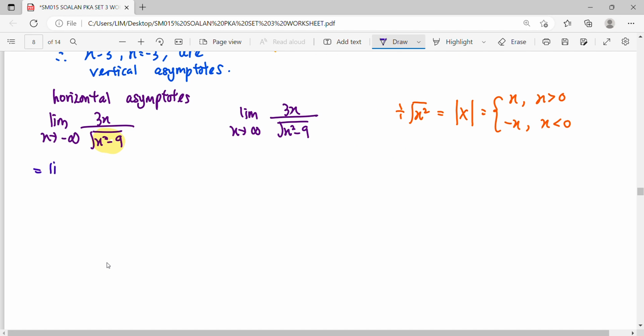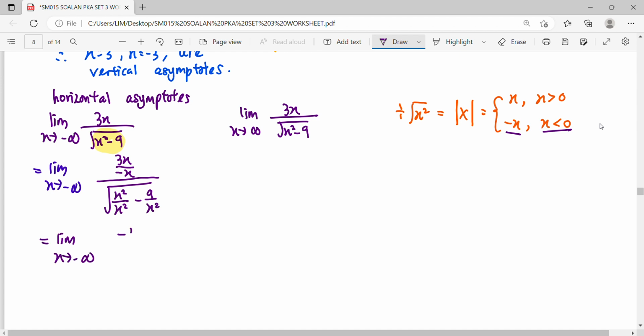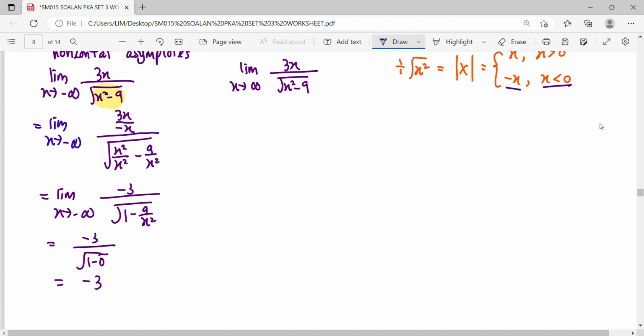So for this, when x approaches negative infinity, what we divide by is negative x. Inside the square root there is no problem, we divide by x squared. So we get negative 3 over the square root of 1 minus 9 over x squared. Substituting infinity, it leaves the square root of 1 minus 0. So this is negative 3.